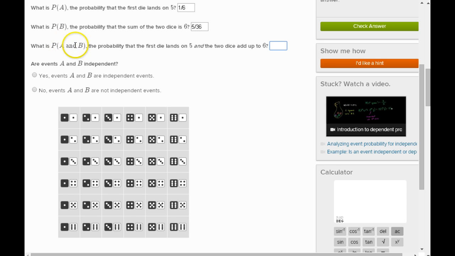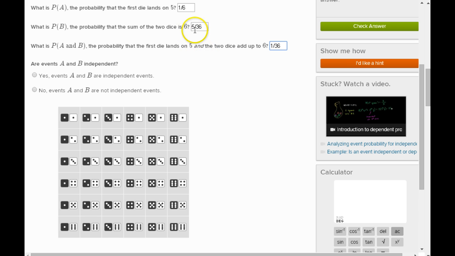So what is the probability A and B? The probability that the first die lands on 5 and the 2 dice add up to 6. Well, there is 1 here. The first die lands on 5. So this is a union, right? I'm sorry, this is an intersection. We want the P(A and B). We draw the intersection where A lands on 5 first, and B adds up to 6, right? So where they overlap is right here at this one spot. So the answer is 1 out of the 36.